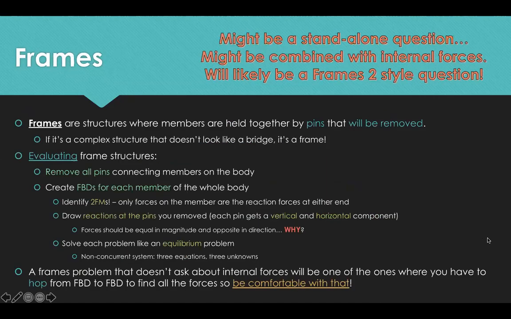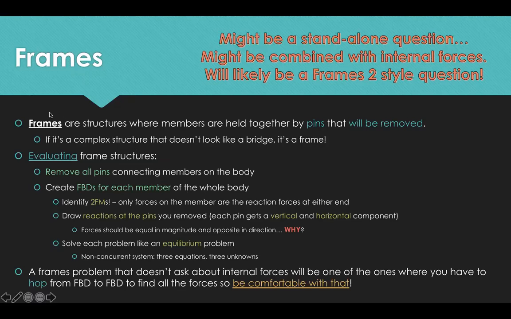All right, so moving on to frames. They're not really a standalone question. They'll probably be combined with internal forces. We'll go over that in a bit, but if you get a frames question, it'll probably be a frames 2 style question, which means you're going to have to hop from free body diagram to free body diagram.